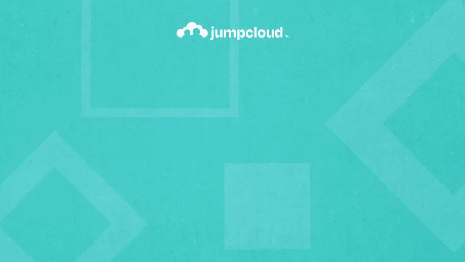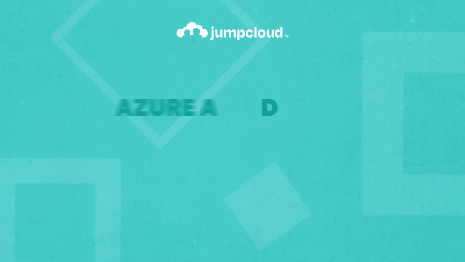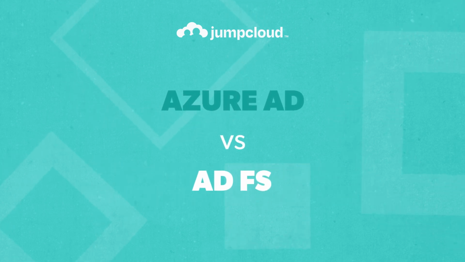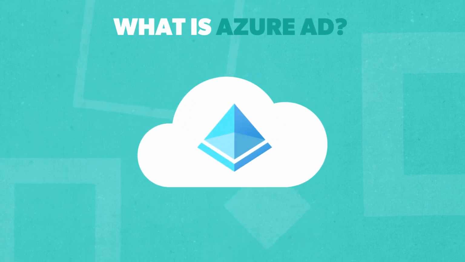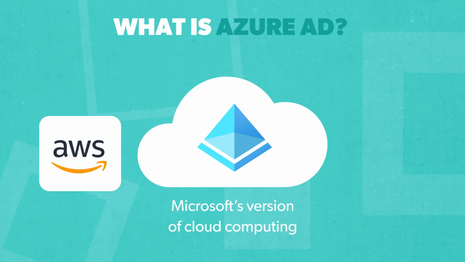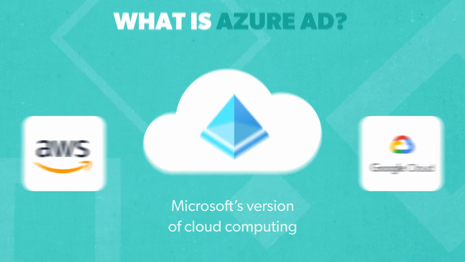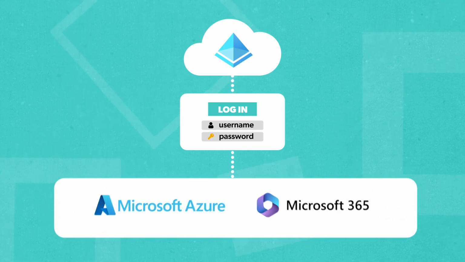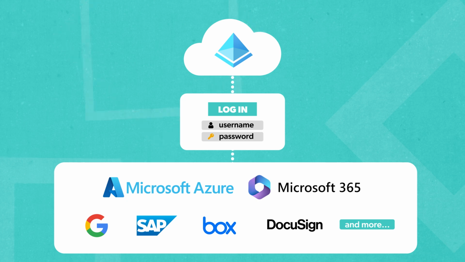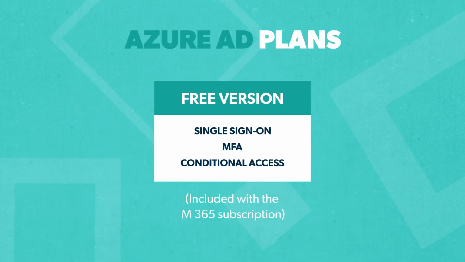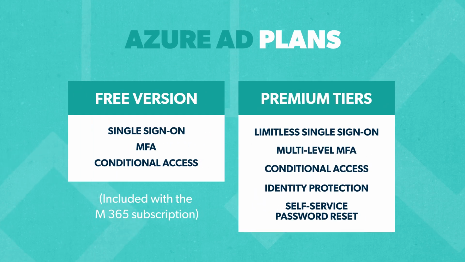In this video, we're comparing Azure Active Directory, or Azure AD, to Active Directory Federation Services, or ADFS. Azure AD is basically Microsoft's version of cloud computing, like Amazon Web Services or Google Cloud Platform. IT admins use it to control who can access Azure, Microsoft 365, and a few other cloud apps using just one login. The basic version of Azure is free if you have a M365 subscription, but if you want all the fancy features, you'll need to buy the premium tiers.